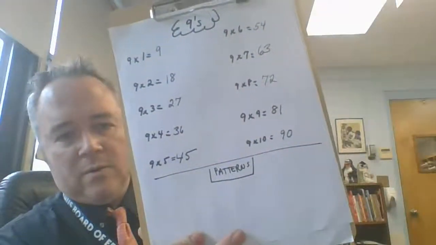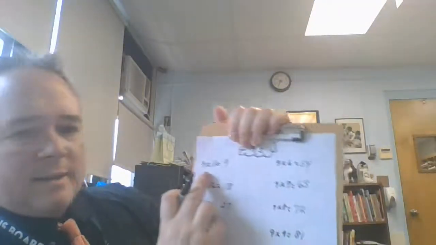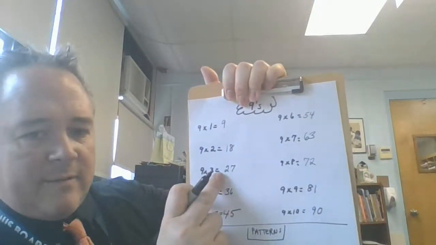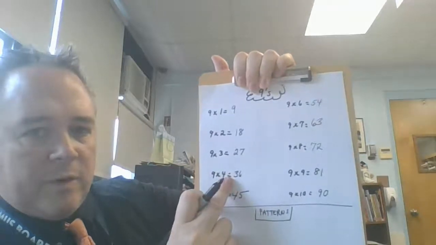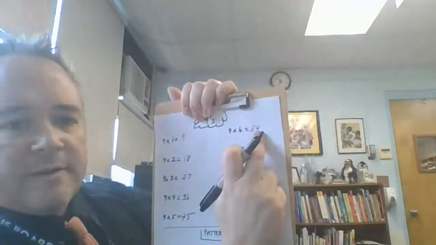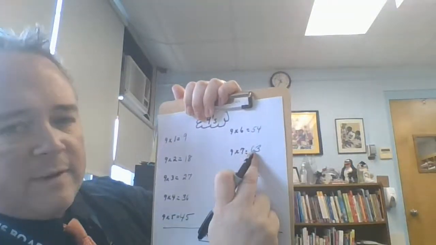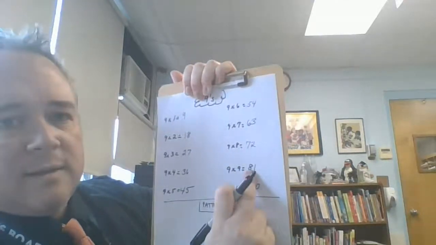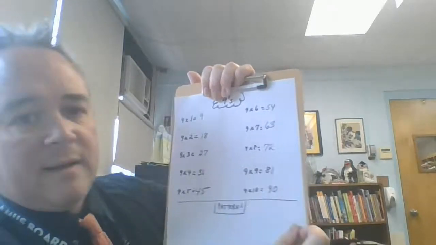Now I'm going to think about patterns because math is full of patterns. Let's read through them. 9 times 1 is 9. 9 times 2 is 18. 9 times 3 is 27. 9 times 4 is 36. 9 times 5 is 45. 9 times 6 is 54. 9 times 7 is 63. 9 times 8 is 72. 9 times 9 is 81. 9 times 10 is 90.